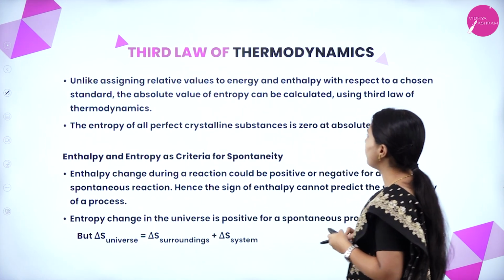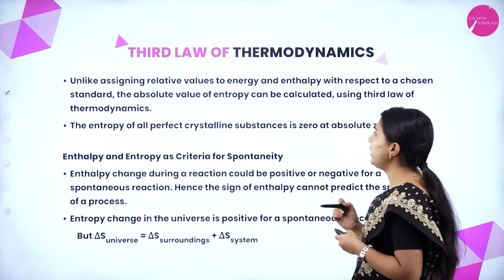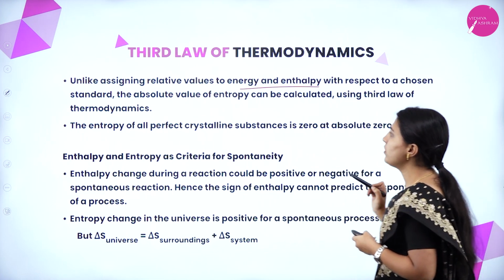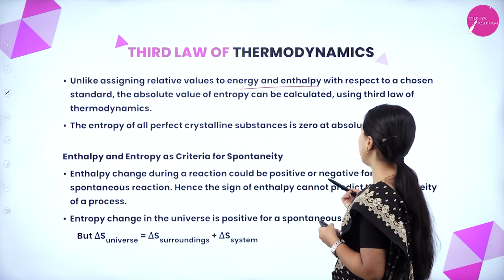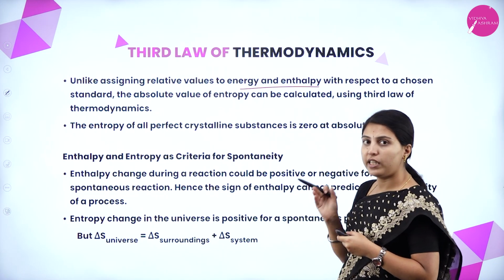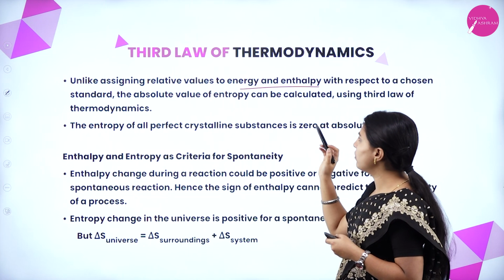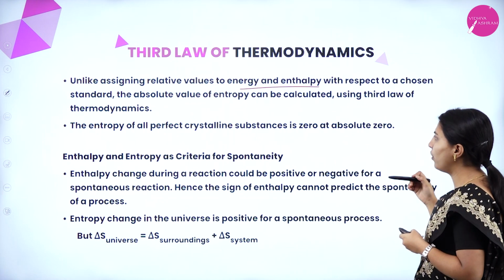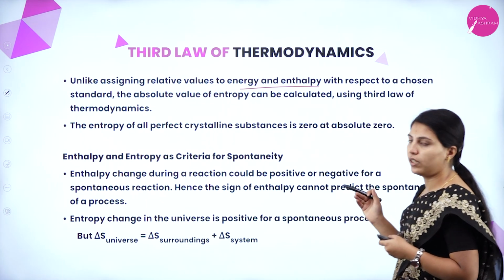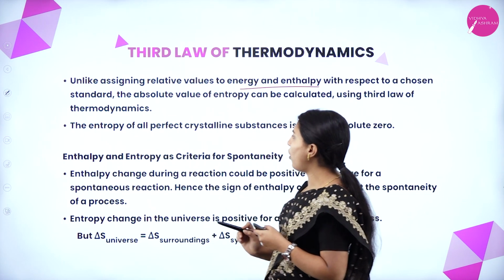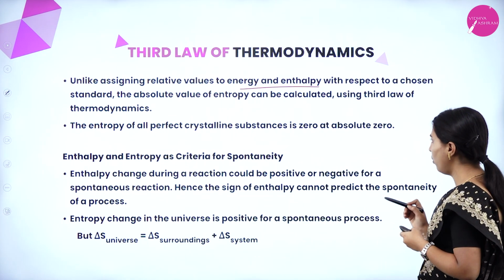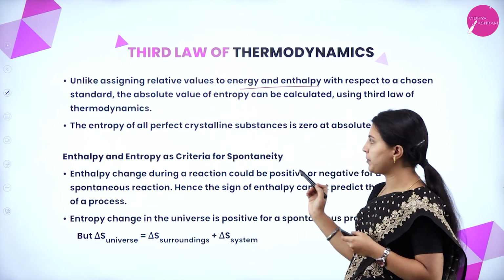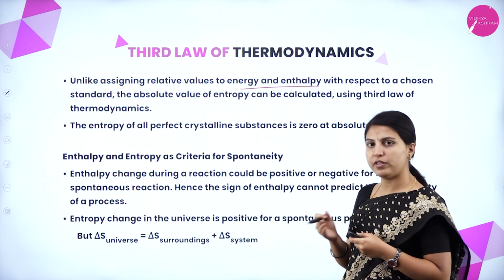Next, third law of thermodynamics. Unlike assigning relative values to energy and enthalpy with respect to the chosen standard, the absolute value of entropy can be calculated using the third law of thermodynamics. Here what they are telling, the relative values should be assigned for energy or enthalpy. Till it has been assigned, the absolute value of entropy can be calculated using third law of thermodynamics. The entropy of all perfect crystalline substances is 0 at absolute 0. At absolute 0, the perfect crystalline substances will be having entropy always 0.